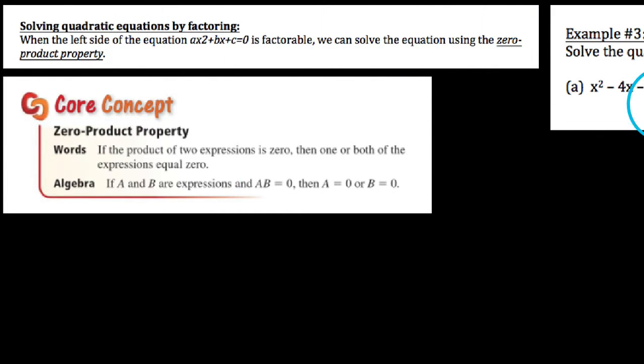And so before we use that method, which is a pretty quick method, we're going to take a look at what the zero product property is. In words, if the product of two expressions is 0, that is, if we take two things and multiply them together and we get 0, then one or both of those expressions are equal to 0. That's kind of intuitively obvious, but algebraically, if a and b are just expressions in terms of, say, x, and we multiply them together and get 0 for an answer, then either a equals 0 or b equals 0.